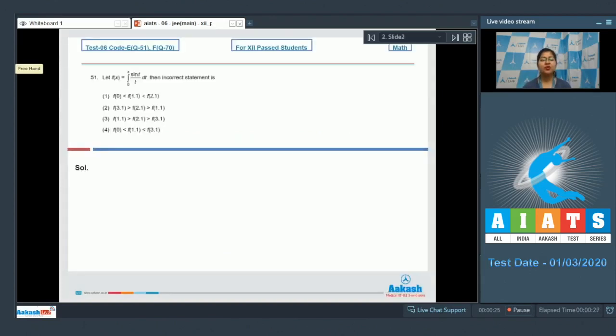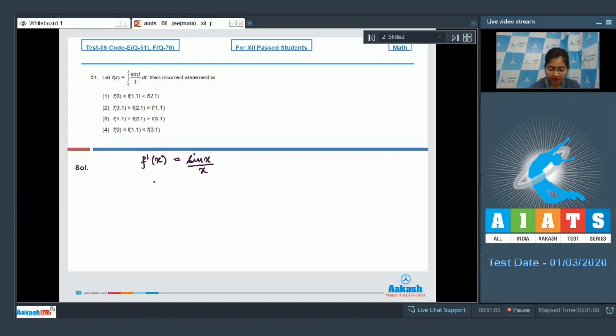So let's start with question number 51, which says: let f(x) equal the integral from 0 to x of sin t upon t dt, then the incorrect statement is. In the options we have to talk about f(0), f(1.1), f(2.1) and f(3.1). Firstly, let's find f'(x), because we have to talk about increasing or decreasing function. Differentiating, we get f'(x) equal to sin x upon x into the differentiation of x, that is 1, minus 0. So this is f'(x).